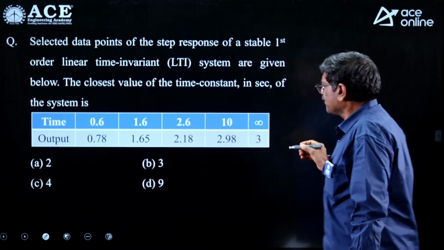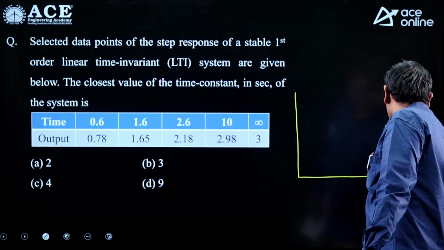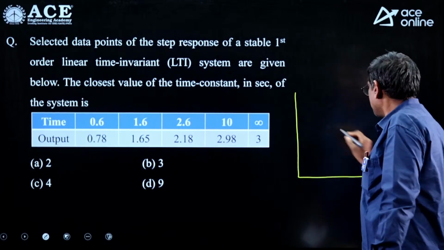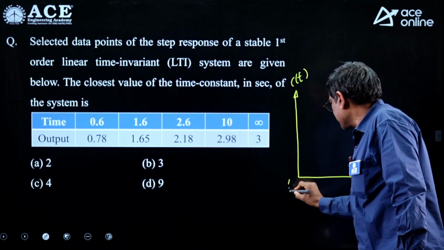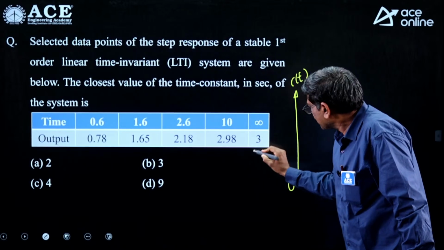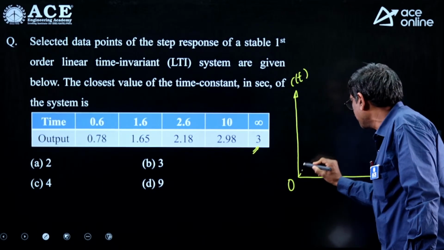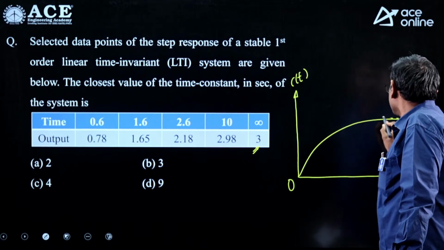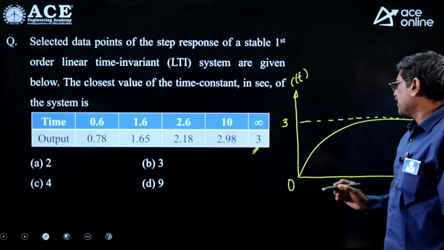Okay. So based on the data, you can draw the step response. This is t, this is c of t. If you draw the step response, it is moving up to the steady state value of what? 3. The step response increased from 0 to 3. The steady state value is 3. So write the output for this. What is the equation for this?